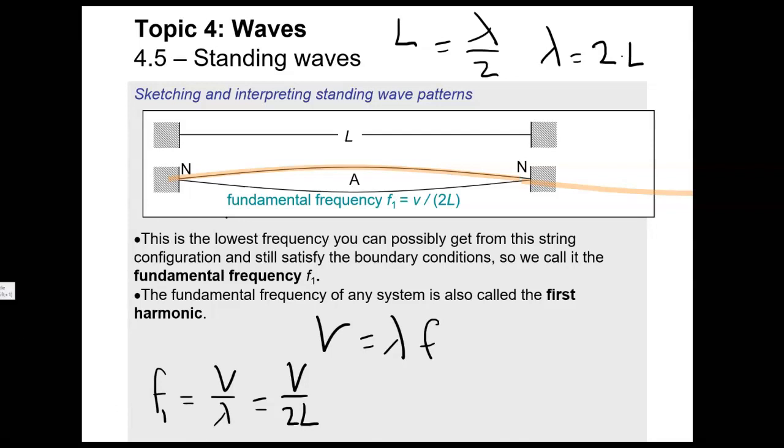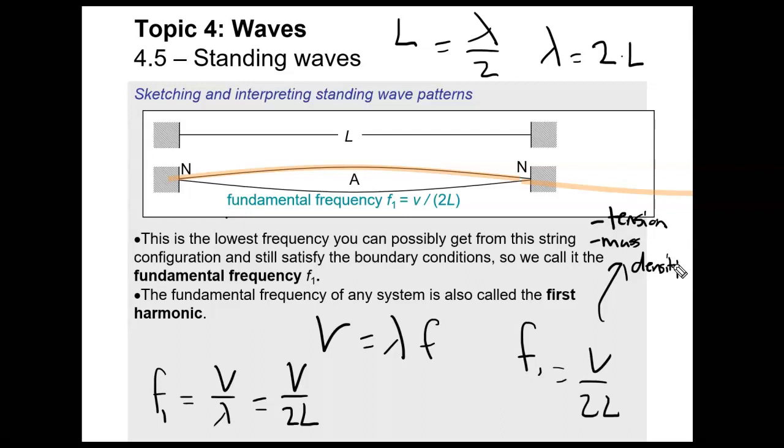Notice, by the way, that if you look at this equation, we have F1 equals V divided by 2L. V, remember, is the wave speed. Okay, now, different factors affect wave speed. You do need to know that the factors that affect wave speed for a string, there's two of them. One is the tension in the string, and the other is what's called the mass density of the string.